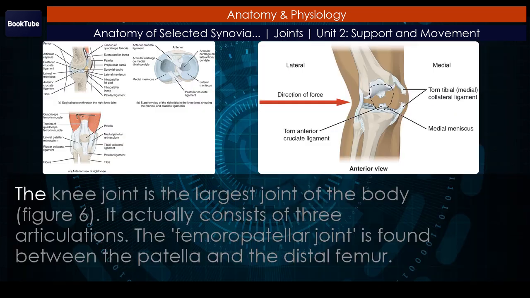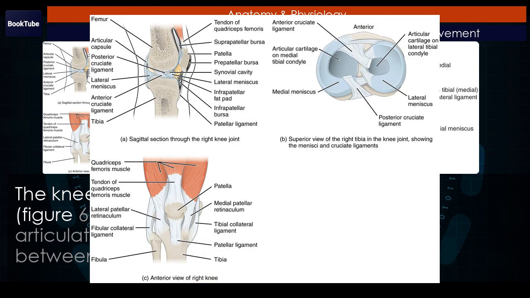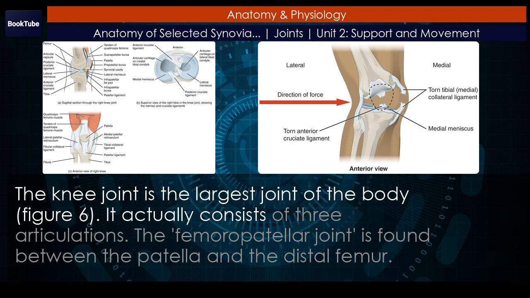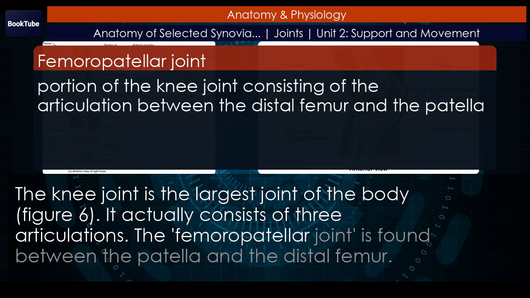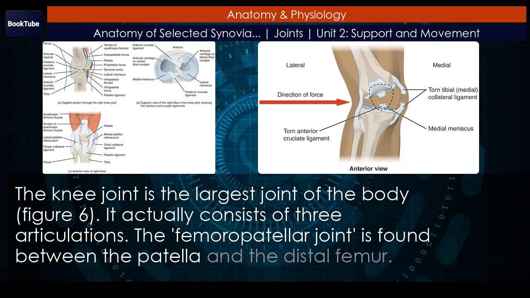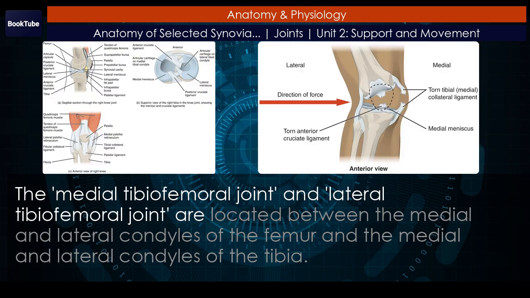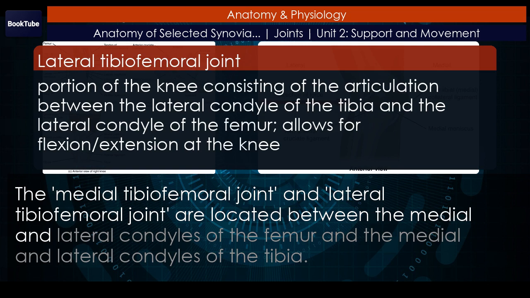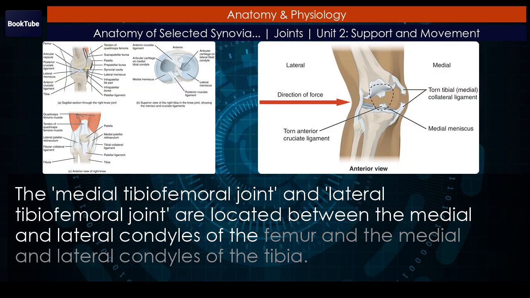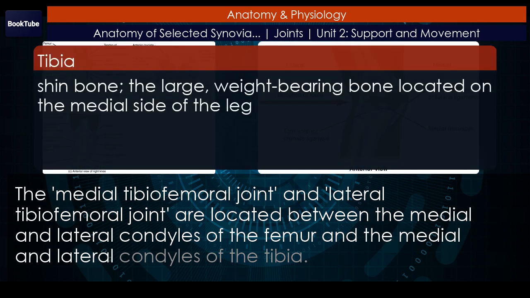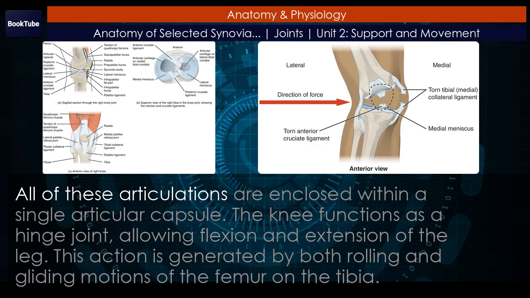Knee joint. The knee joint is the largest joint of the body. Figure 6. It actually consists of 3 articulations. The femoropatellar joint is found between the patella and the distal femur. The medial tibiofemoral joint and lateral tibiofemoral joint are located between the medial and lateral condyles of the femur and the medial and lateral condyles of the tibia. All of these articulations are enclosed within a single articular capsule.